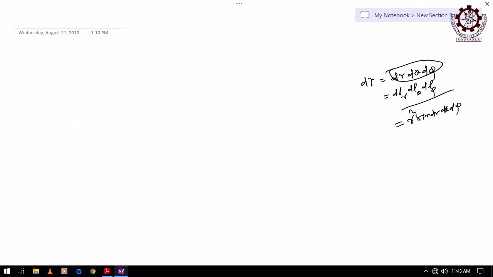Get dr, dl theta, dl phi, then multiply. Then ultimately it will give you r square sin theta dr d theta d phi, right? So now the volume in polar or curvilinear coordinates is given by this in terms of r, theta, phi. But in terms of Cartesian coordinates, it is dx, dy, dz, right?